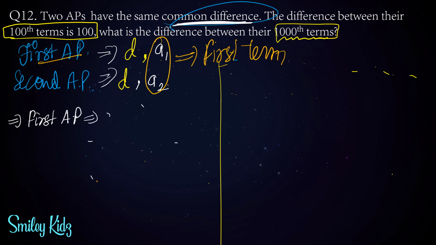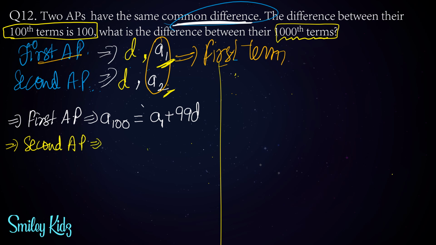The 100th term means A100 equals A1 plus 99D. I'm trying to use the terminology I have already assumed. For the first AP, I have assumed the first term as A1, so A100 is equal to A1 plus 99D. Then I'm going to consider the second AP right now.